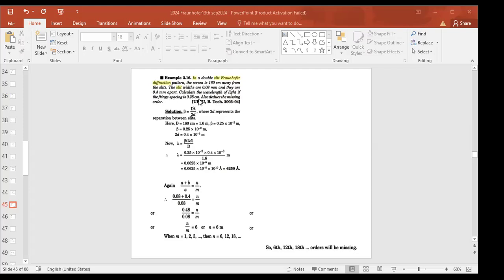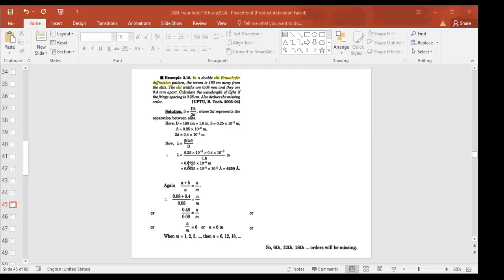Wavelength is asked if the fringe spacing is this much, and also deduce the missing order. This is the typical question you get in the past papers. You can see we have asked this type of question for many, many years. So you can use the equations we have derived.